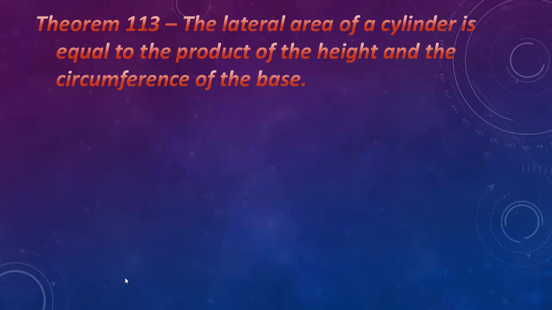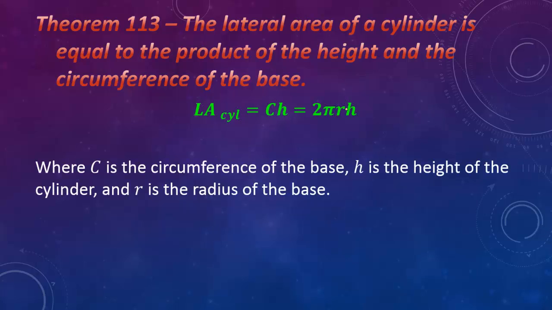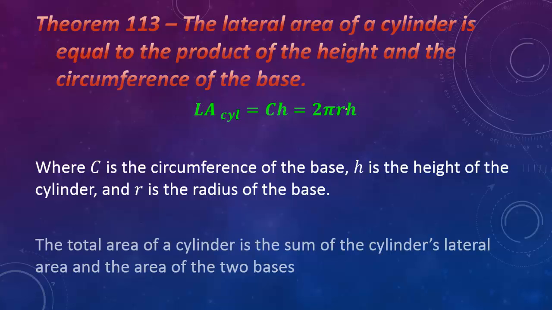All right? So that brings us to Theorem 113, which states that the lateral area of a cylinder is equal to the product of the height and the circumference of the base. Okay, so we can just say circumference times the height if you're given that, or if you're not and you're just given the radius, you can do 2 pi r times h, where c is the circumference of the base, h is the height of the cylinder, and r is the radius of the base. Now the total area of a cylinder is the sum of the cylinder's lateral area and the area of the two bases. So don't forget about both of them, please.